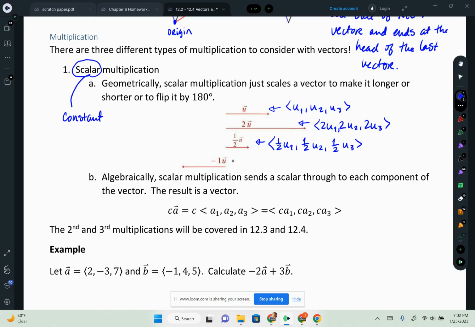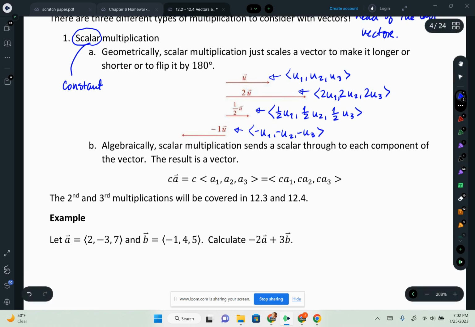The last one, a -1 times u, takes your vector and flips it 180 degrees. So if we were to write this in component form, it would be minus u1, minus u2, and minus u3. Okay? So algebraically, I've already kind of shown it up above, but if we have a number times A, our vector, I don't care what the number is. It can be rational, irrational, positive, negative, doesn't matter. You can take that number and distribute it to all of the components inside of your vector, and they all get scaled. Ergo, the name scalar.